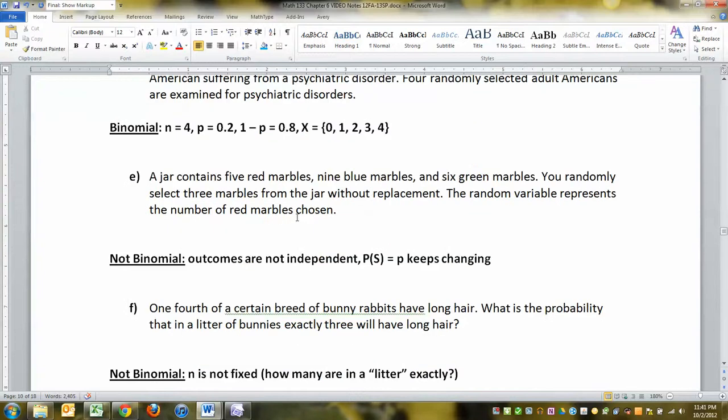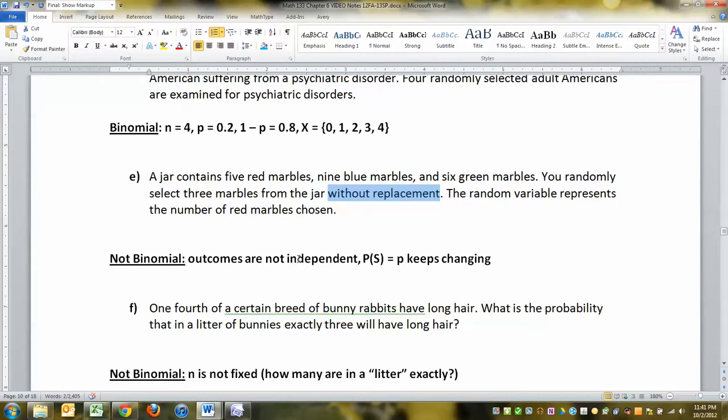All right, what about a jar containing 5 red marbles, 9 blue marbles, and 6 green marbles? You randomly select 3 marbles from the jar without replacement. Well, that's not binomial then, because without replacement means they're not independent, right? Your probability of success keeps changing. If you reach into the jar and grab a red marble, for example, then you're fundamentally changing how many marbles are left and how many of them are red, right? So the probability of success is changing all the time based on what you pulled out the last time. That is so not binomial, right?